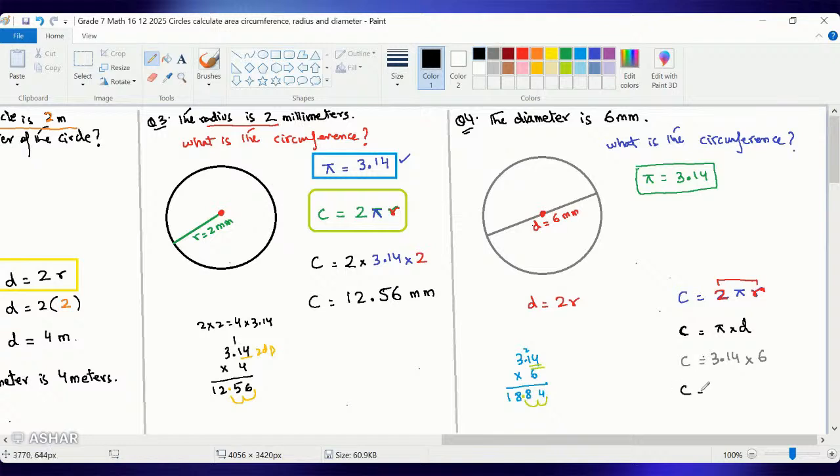That means circumference comes out to be 18.84 millimeters. Okay, that is the answer. If they would ask us in the question to give it to 1 decimal, then we would round off. Otherwise, we will leave our answers to 2 decimals, because we are using the value of pi to 2 decimals. Okay, let's try another question.